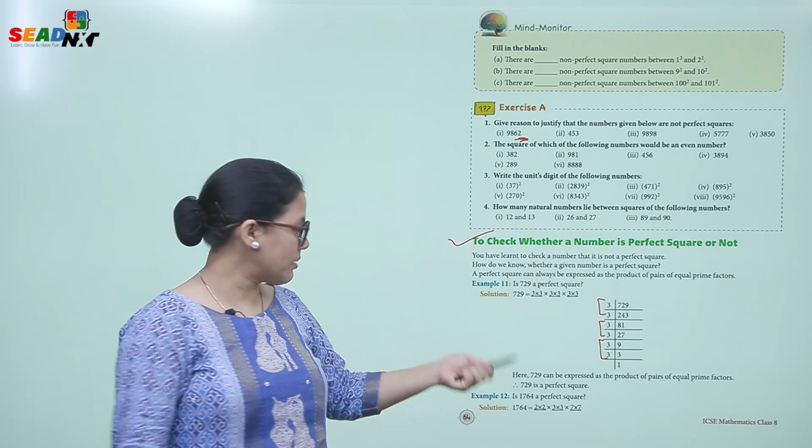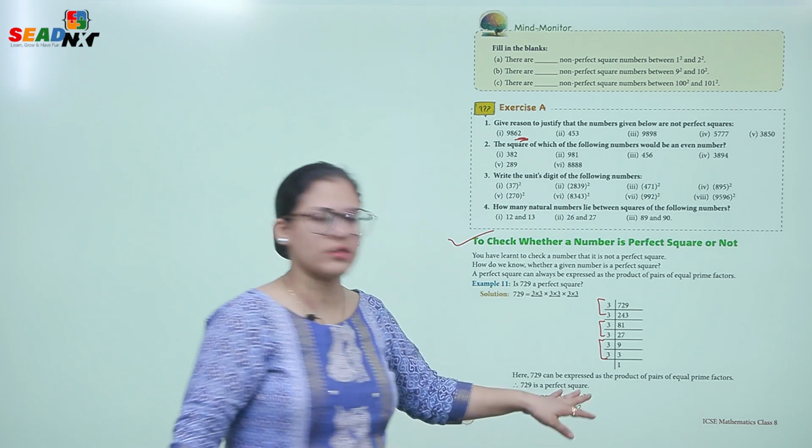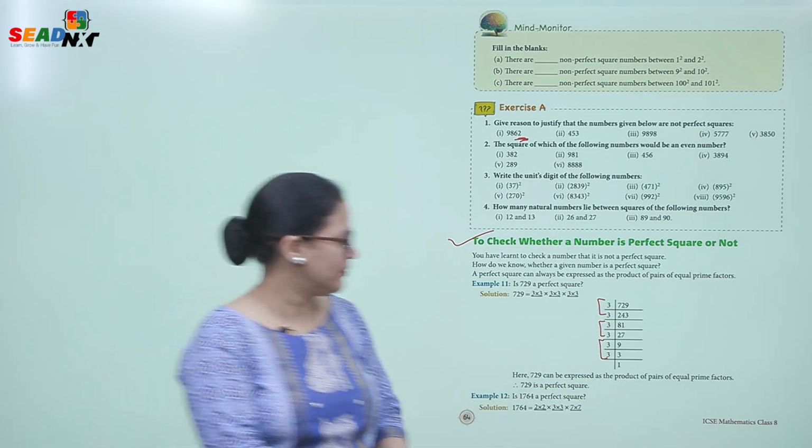You have to find whether this number is a perfect square or not. See, here you can see there are equal pairs, so this is a perfect square. Okay.